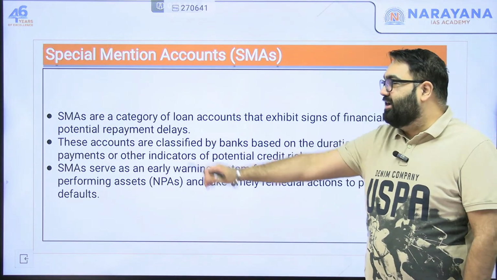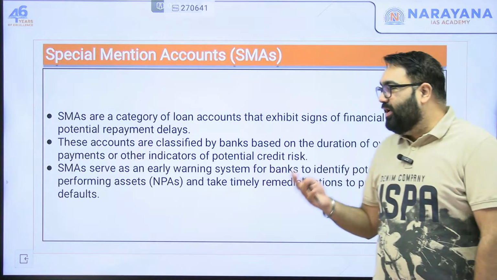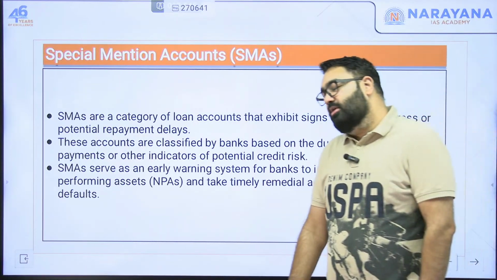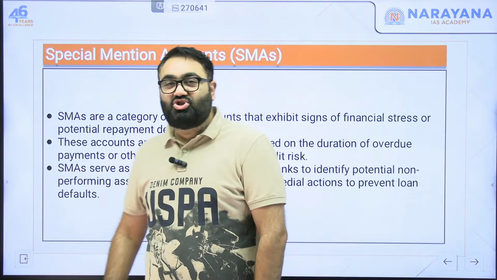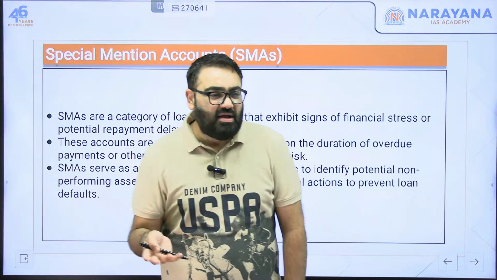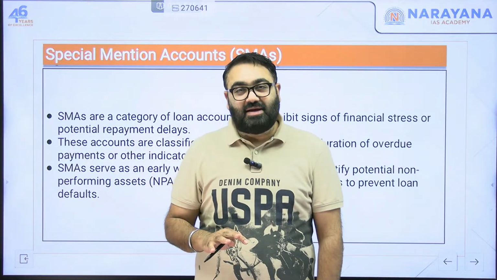So SMA are those categories of loan accounts that are showing certain signs that the money might not come back. So what does a bank do? The bank must make efforts to contact the person who has taken the loan, and see if the loan can be restructured in some way or the other.